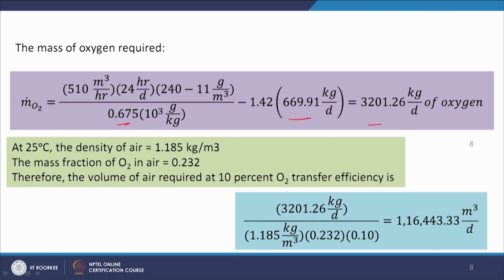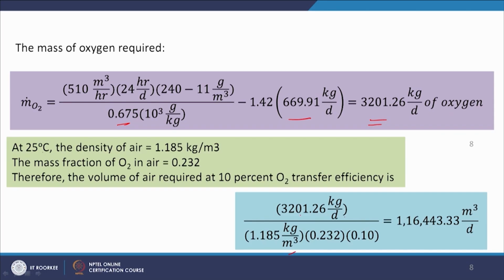So, we have to think what is the volume or what is the mass of the corresponding air where this much of oxygen is available. Then we will convert it into the volume, and if some mass transfer efficiency is also given, that is 10%, then the volume of air required with 10% oxygen transfer efficiency also has to be considered here. So, this is our kg per day of oxygen.